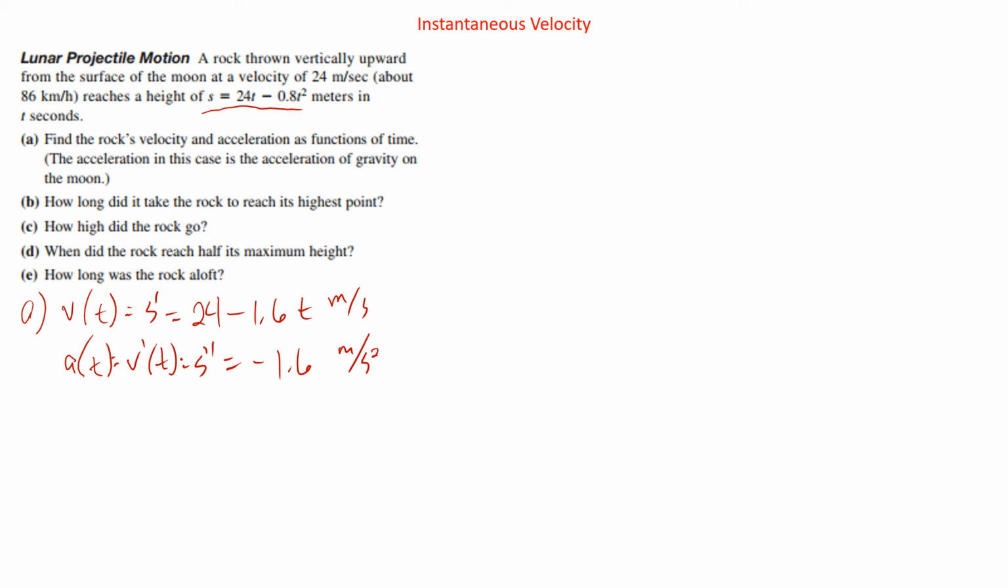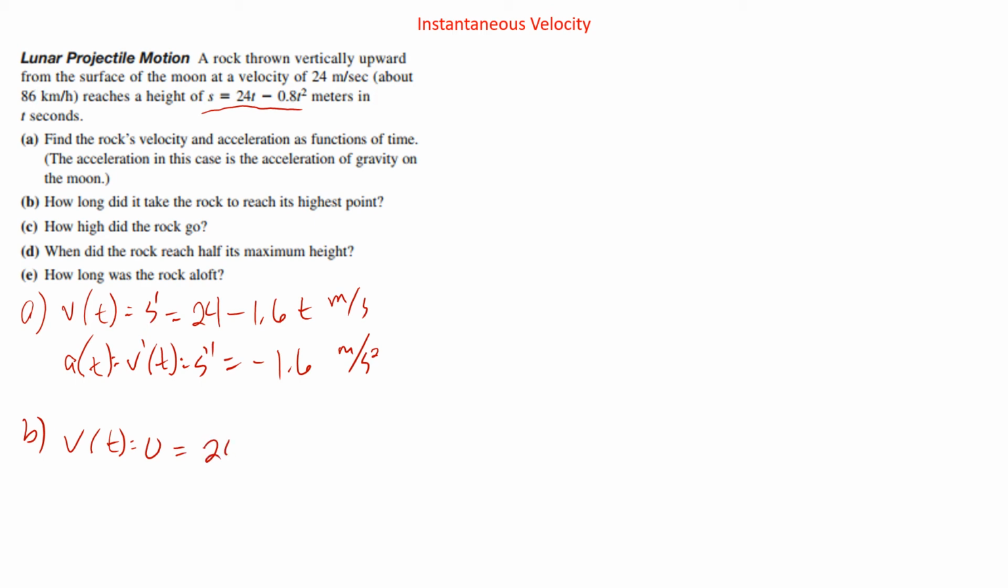And then it says that the acceleration is the acceleration of gravity on the moon, which is negative 1.6 meters per second squared, as opposed to on Earth, we have 9.8 meters per second squared. How long did it take the rock to reach its highest point? Well, how could we find its highest point? Its highest point is when it changes directions, when the velocity equals 0.